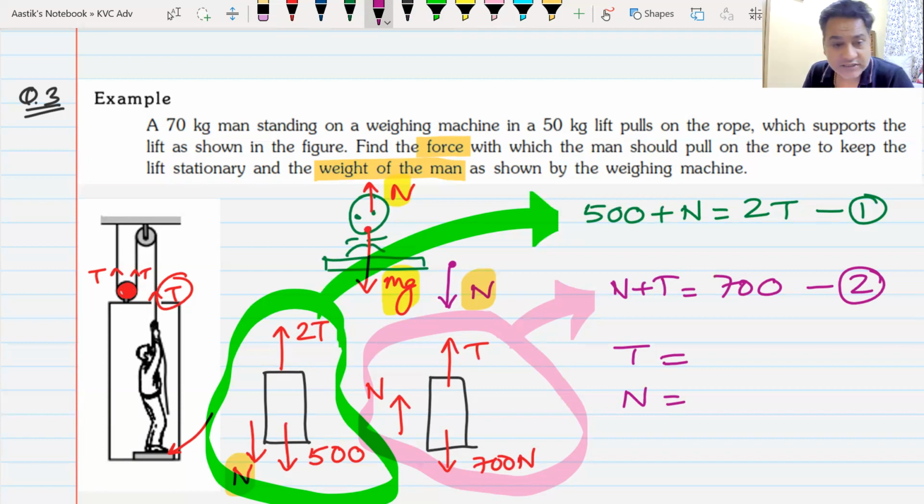What is the value of T and what is the value of N? I think T would be coming as 400 newtons and N, the normal reaction, or the reading in the weighing machine, would be coming as 300 newtons. Do we get this answer? Yes. Is the concept clear to everyone what we are doing?